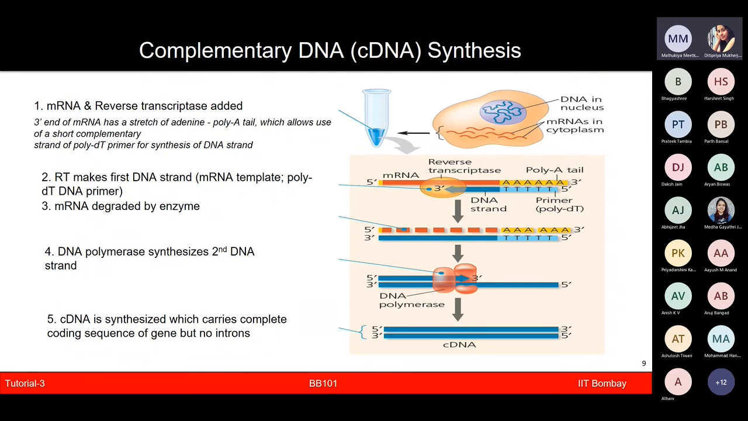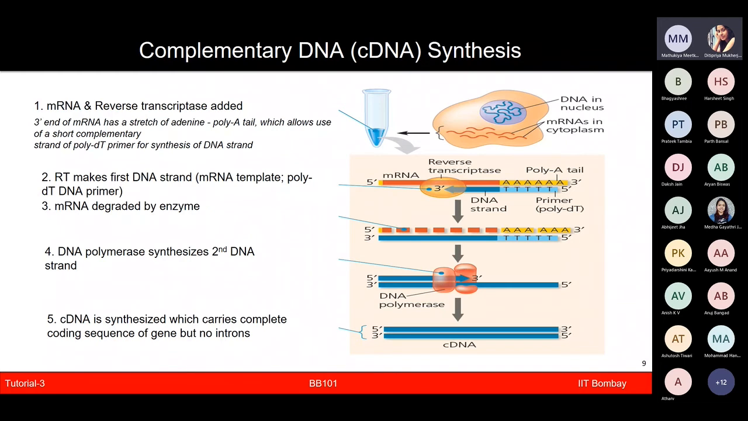So, the basic steps are mRNA and reverse transcriptase. It's a different enzyme, which, as the name suggests, does exactly the opposite of what the transcriptase enzymes do. Not that there isn't a transcriptase, but RNA polymerase does that.